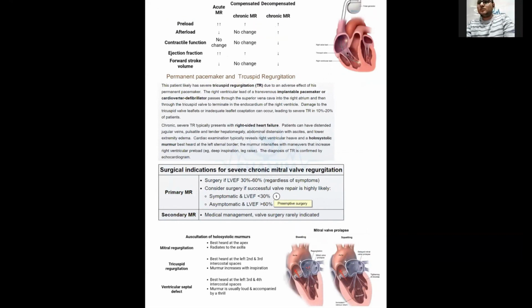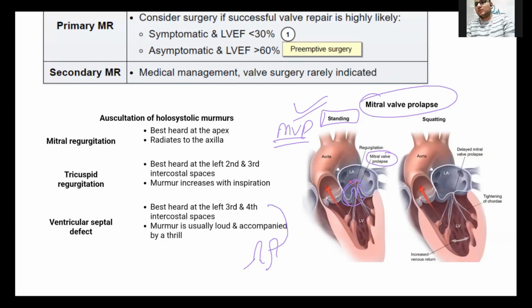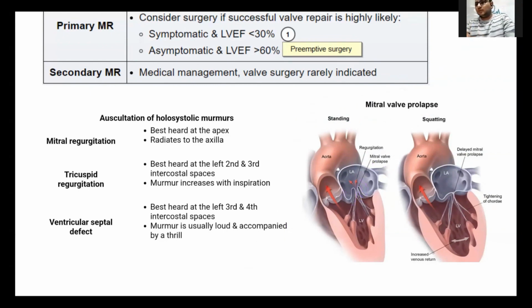Okay, see this picture. Very important, which is mitral valve prolapse. This is the mitral valve prolapse when the patient is standing. Remember this. This is the patient when standing. You can see in this is mitral valve prolapse. You can see that this mitral valve is going toward the left atrium. Like this, it is prolapsing. Okay, so this is prolapsing. You can appreciate here.